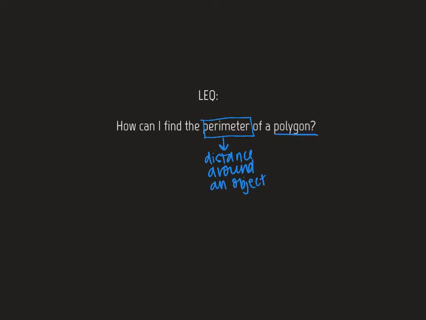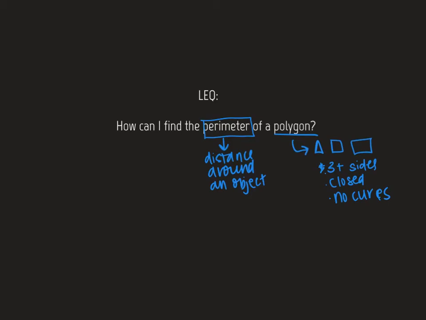And remember what that word polygon is. Those are your triangles, your squares, your rectangles, any shape that has 3 or more sides. It has to be closed, and it cannot have any curves. So a circle cannot be a polygon.